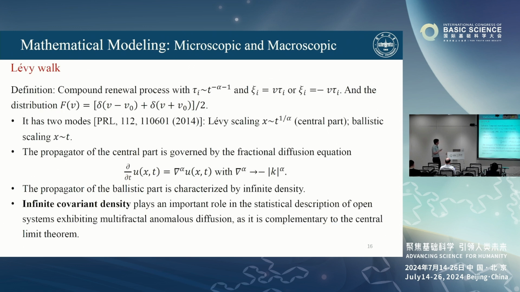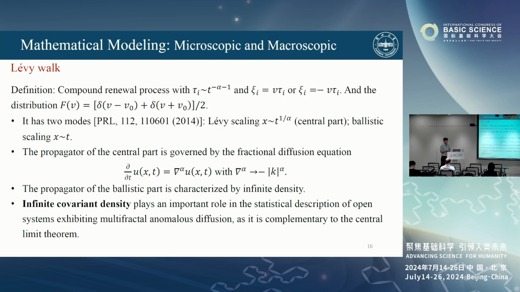There is also a lot of stochastic process. Levy walk is another one, a little bit different from Levy flight. The waiting time is a power law, but the jump length depends on tau, because the particle moves with a fixed velocity, but the direction is still random. For Levy walk, the process has two modes. The first one is the central part, and the other one is the ballistic part.